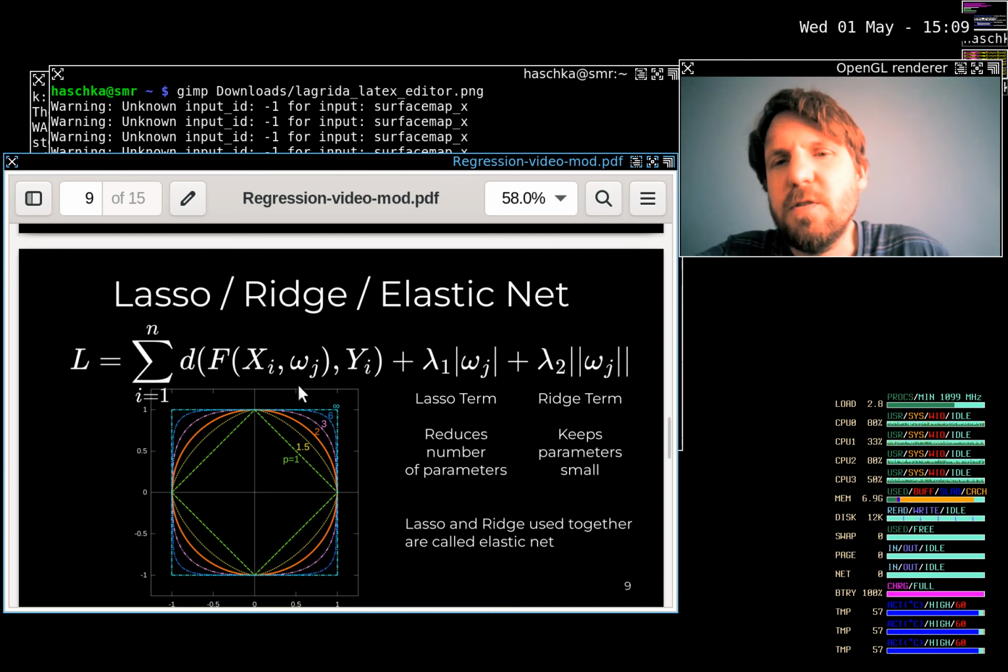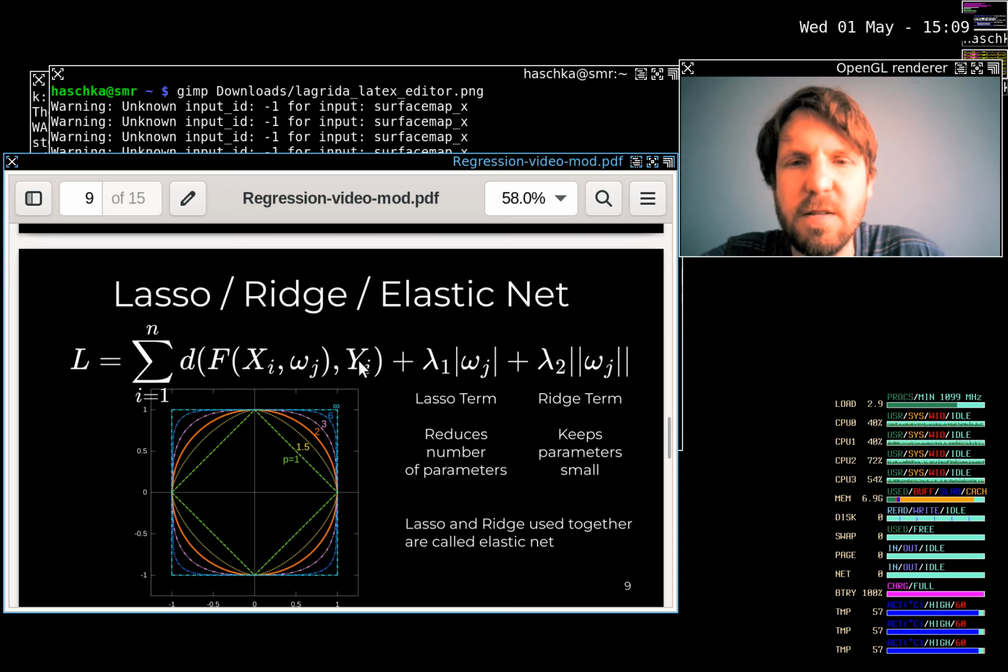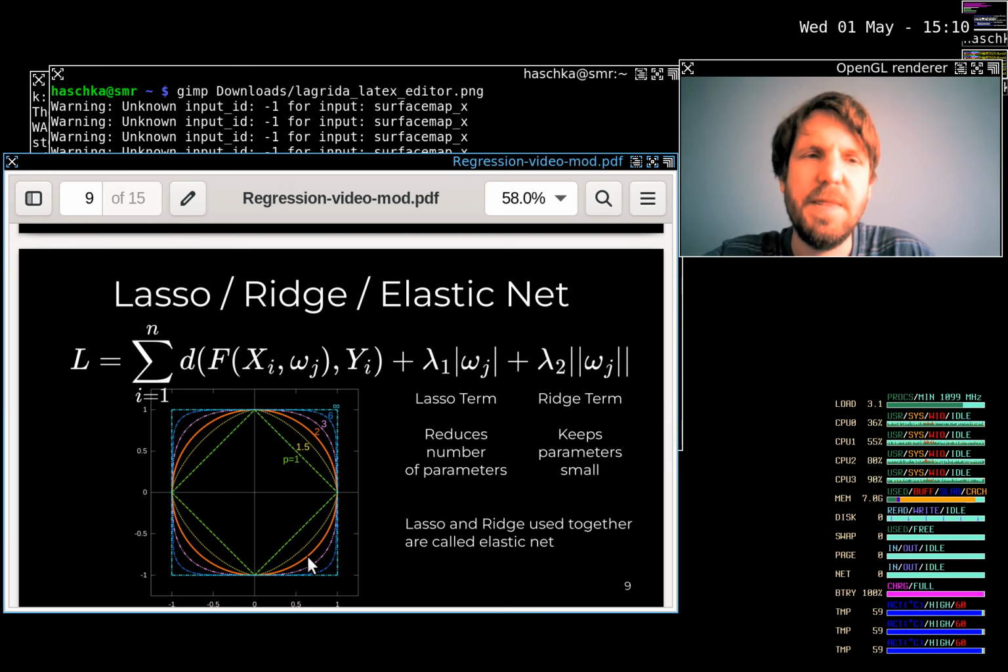So the loss function that I've just shown you before is just this part here. We still have our model, the features here, the target values here, and of course the model parameters here. I denoted them omega j, just to point out that it's not just one model parameter, but can be a vector of model parameters. Okay, so fine, so good.